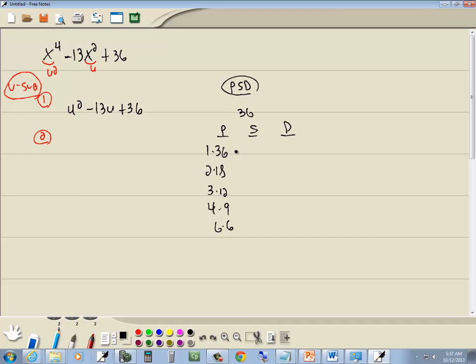In the S column, we want to add these numbers together. 1 plus 36 is 37, 2 plus 18 is 20, 3 plus 12 is 15, 4 plus 9 is 13, 6 plus 6 is 12. In the difference column, we want to subtract smaller from larger. 36 minus 1 is 35, 18 minus 2 is 16, 12 minus 3 is 9, 9 minus 4 is 5, 6 minus 6 is 0. The number we're looking for is a number off of our middle term, which is 13, which is here. So we're going to use 4 and 9.